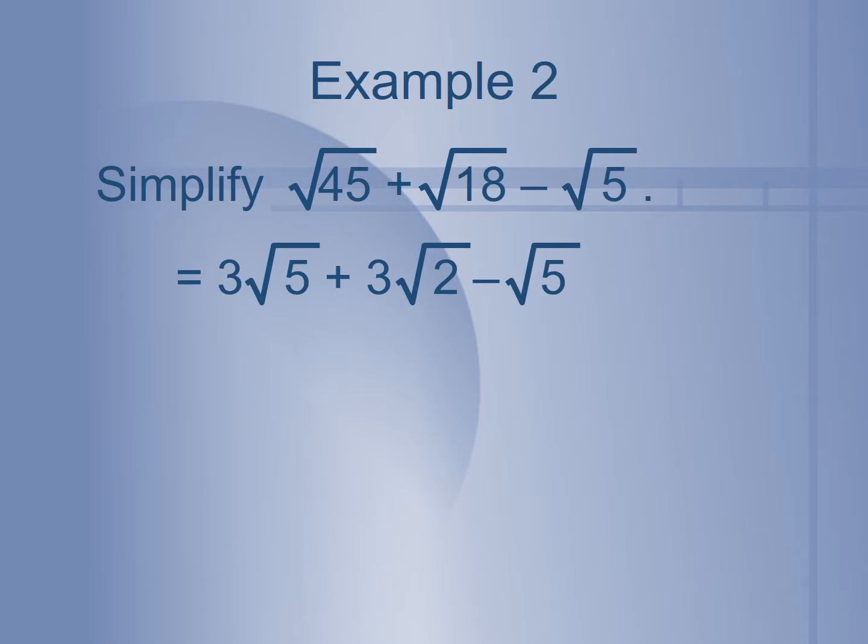Now that I have simplified all that, I can combine like terms, or combine like radicals. The only things that are going to combine are the square roots of 5. So I have 3 square roots of 5 minus the square root of 5, which means that I have 2 square roots of 5, and then I still have this plus 3 square roots of 2. Now, this is as simplified as it gets. There's no more that we can do from here.